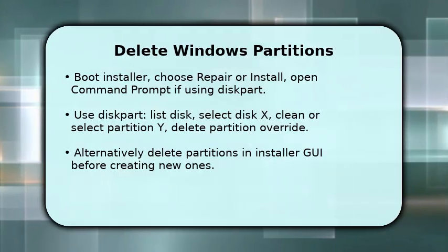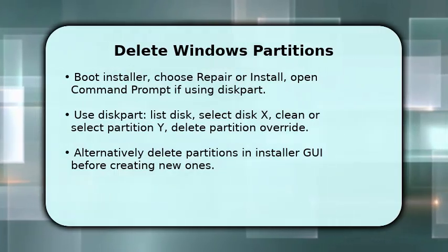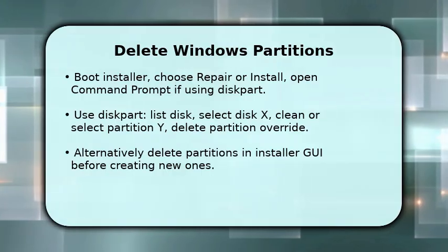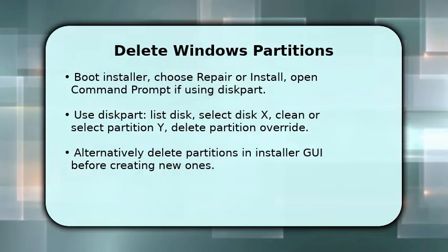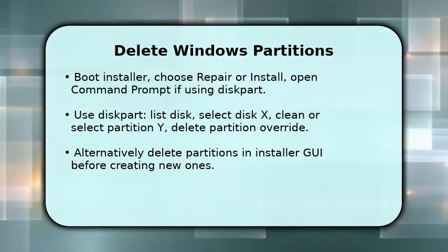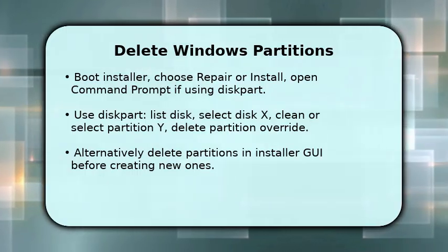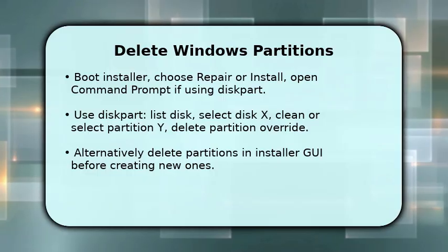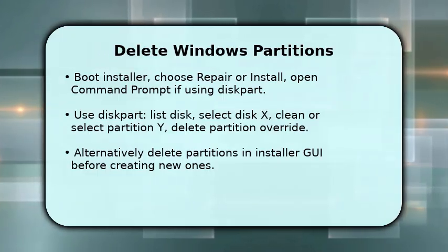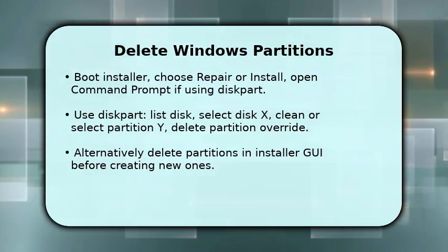If you're in the graphical installer, choose Custom Install. Delete each Windows-related partition until the drive shows as unallocated space. Make sure you remove recovery and EFI partitions if you want a completely blank drive. Now create new partitions and format the drive to finish removing Windows.